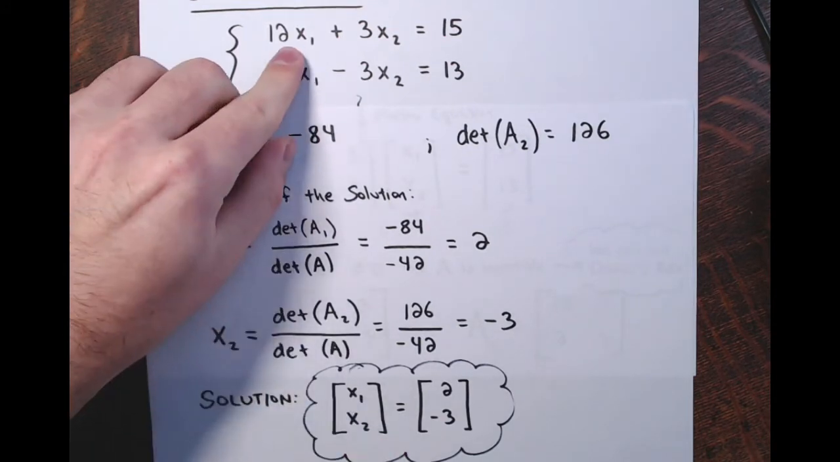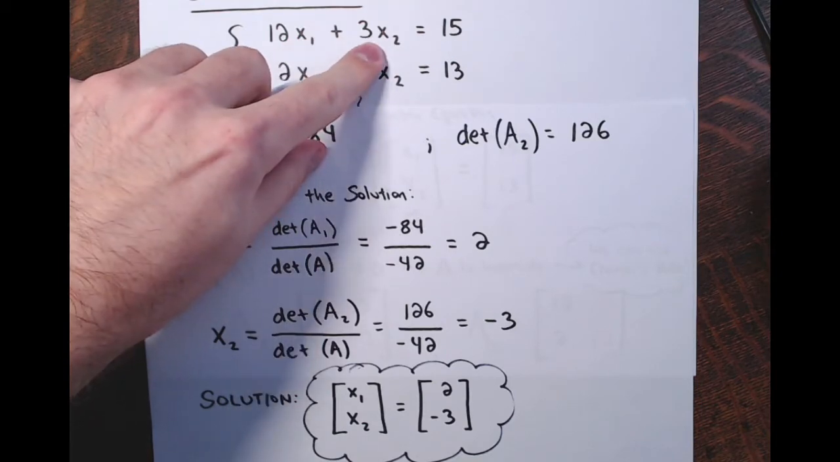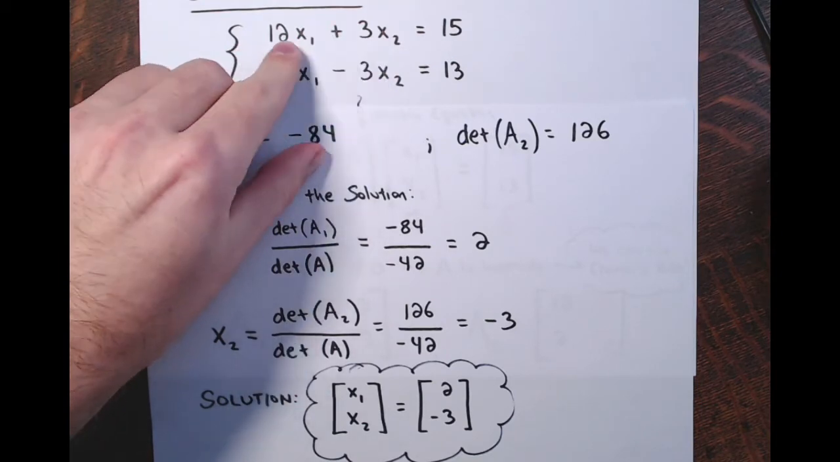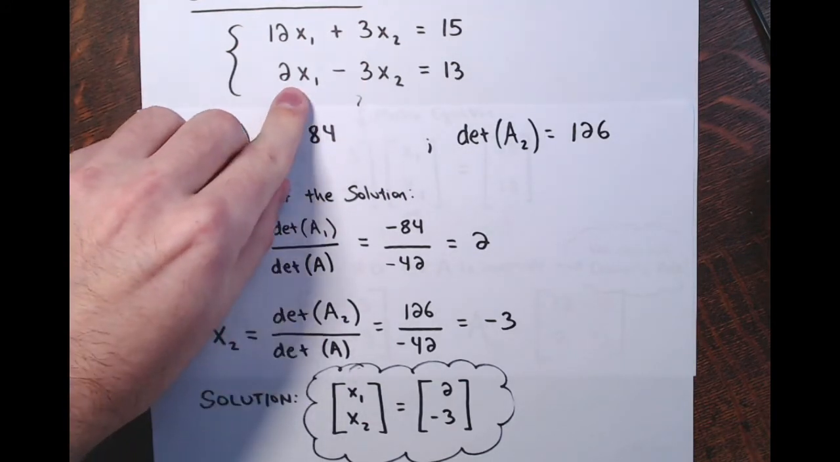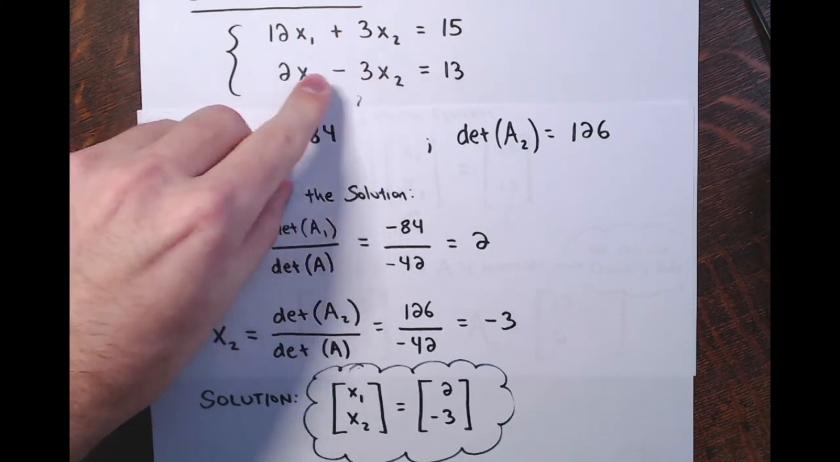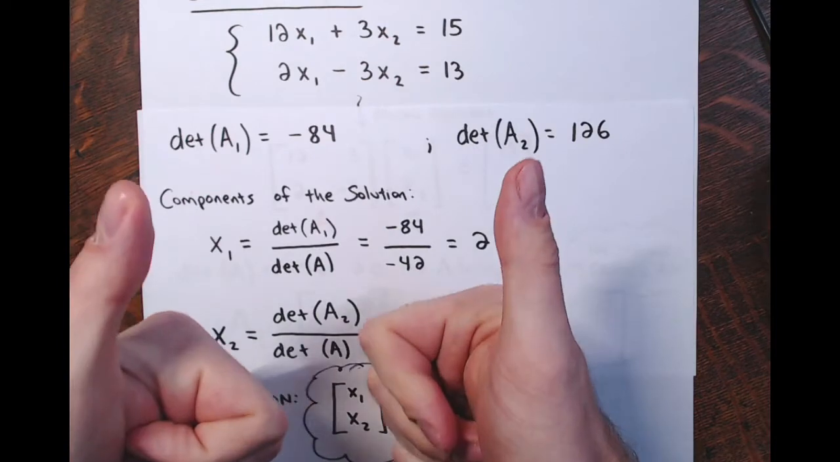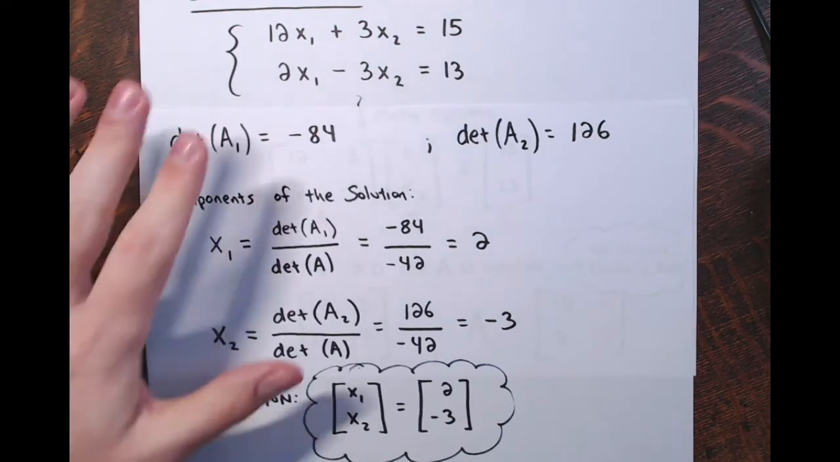So 12 times 2 is 24. 3 times negative 3 is negative 9. 24 minus 9 is 15. That's true. And then 2 times 2 is 4. Negative 3 times negative 3 is positive 9. 4 plus 9 is 13. Works.